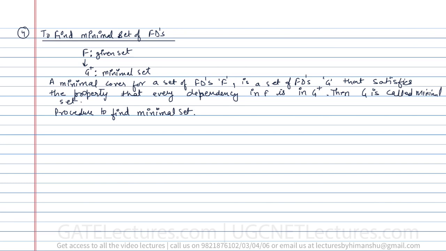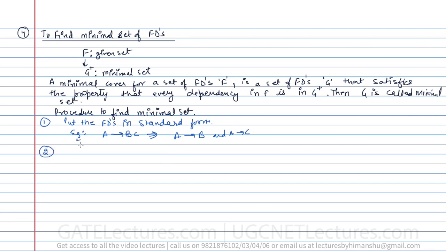Okay, so we'll be having different steps. Step 1, put the functional dependencies in the standard form. So what is the standard form? If there's some functional dependency which is given like A determines BC, then you can convert this to A determines B and A determines C. So if you have any functional dependency like this, first of all put it in the standard form.